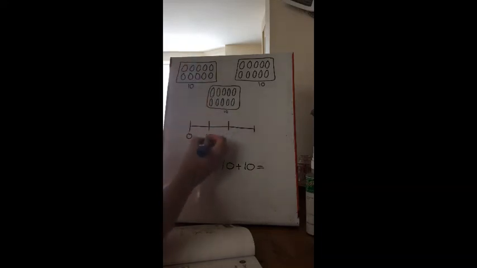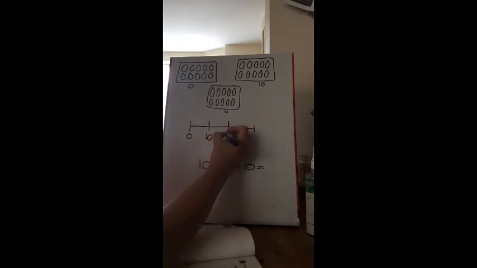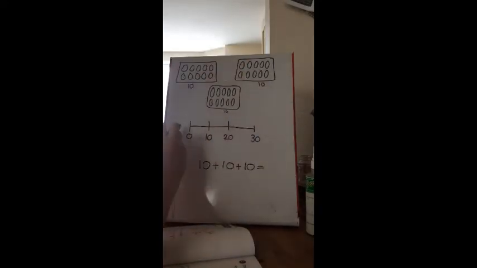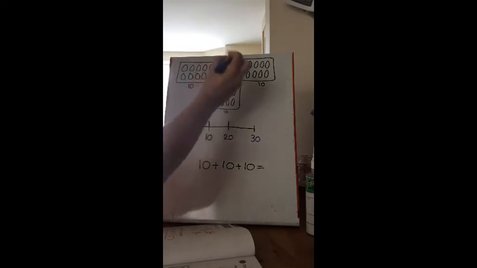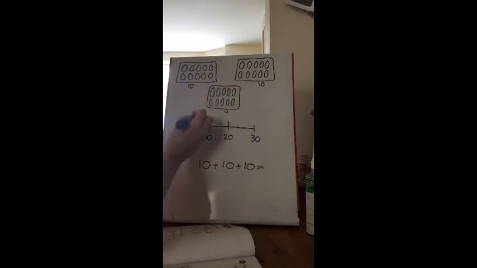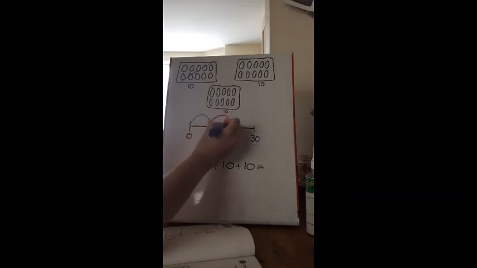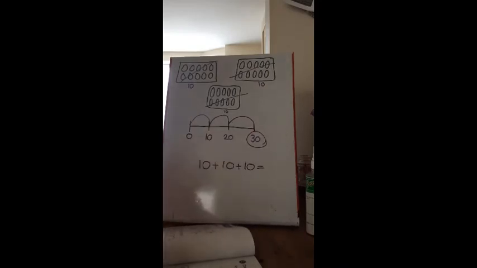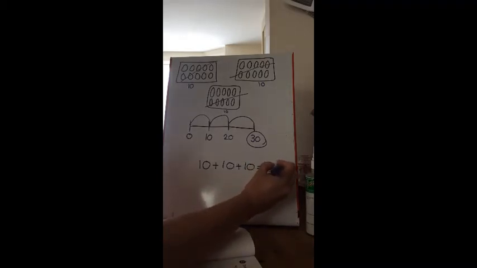So I've got 0, 10, what would come next? Yes, 20 and 30. Well done. So how many jumps on my number line will I need to do? Well done, 3. Why 3? Because there are 3 boxes we need to count. 1 jump, gone. 2 jumps, gone. 3 jumps, gone. What did we land on? We landed on 30. So 10 add 10 add 10 equals 30.